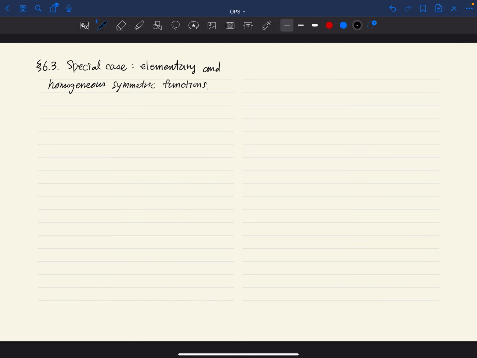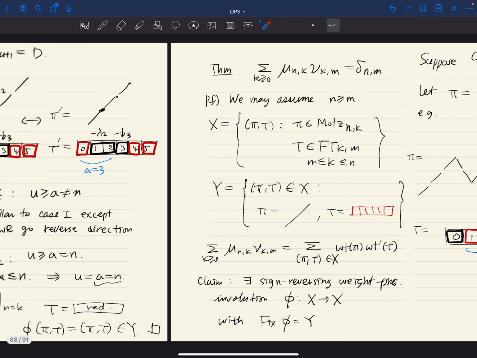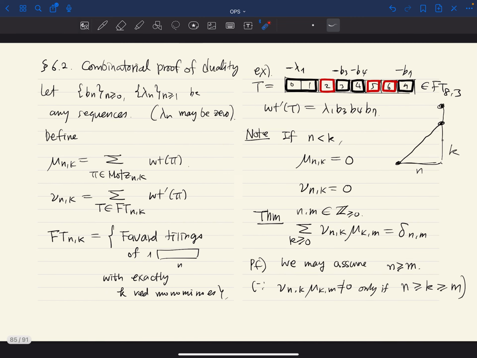Okay, then we will start today's lecture. So in the previous lecture, we proved the duality. So let's review just the notation.